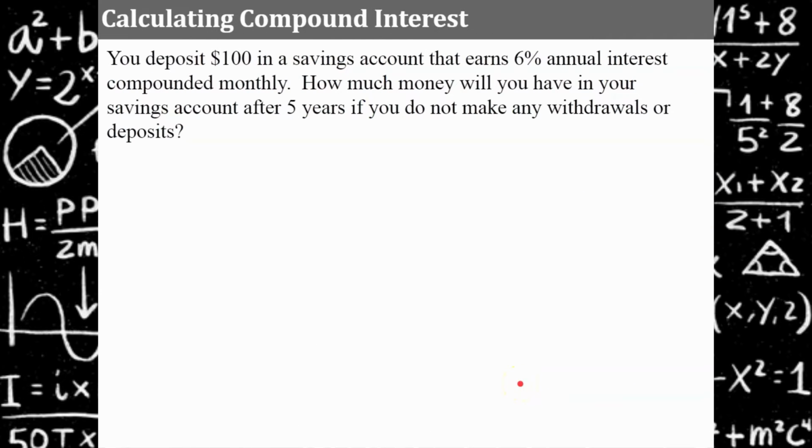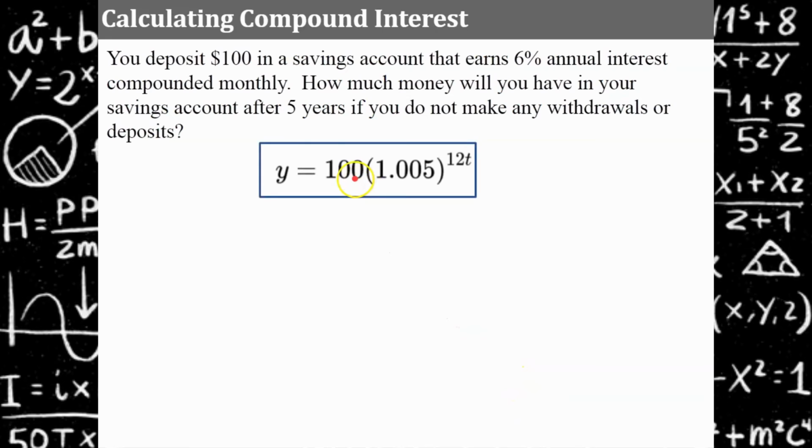So now I want you to consider, we're going to keep our function. How much money will you have in your savings account if you've put in $100, earning 6% annually, compounded monthly, and you don't make any withdrawals or any deposits? So we're not going to add anything to our bank account, but we're also not going to take anything out of our bank account. What would you have after 5 years?